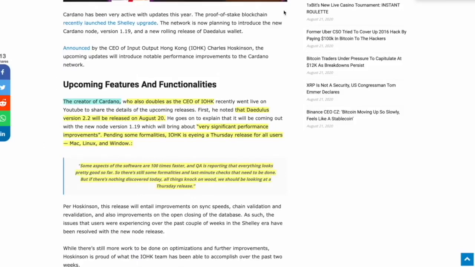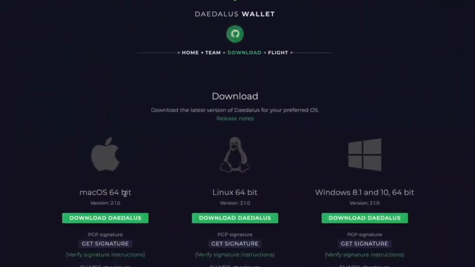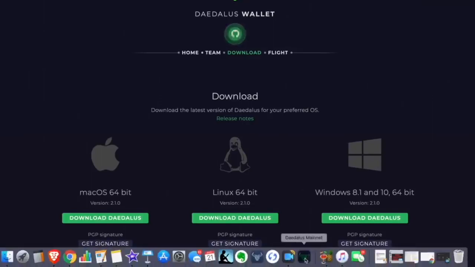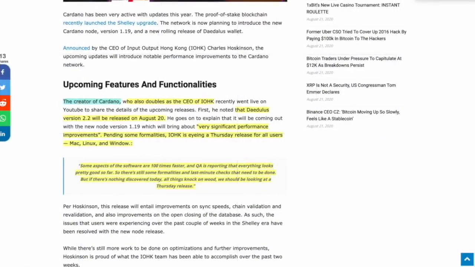So real quick, let's take a look at the actual website. This is DaedalusWallet.io, and that was 2.2. It still has version 2.1.0. If there's some other place where I can download this, please let me know in the comments section, because I'm going right to the website and I don't see it. And my Daedalus wallet, when I open it up, says the newest one is Daedalus 2.1.0, which is from August 7th, which I still haven't updated to, which I really need to do. Anyhow, that's what's going on. So if I missed it, please let me know.